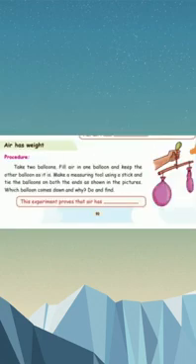Air has weight. How do we know the air has weight? That too we want to learn from one experiment. Take two balloons, fill air in one balloon and keep the other balloon as it is. Make a measuring tool using a stick and tie the balloons on both the ends as shown in the picture. Which balloon comes down and why? Do you find which one comes down? The balloon which has air comes down. From this we can know air has weight.